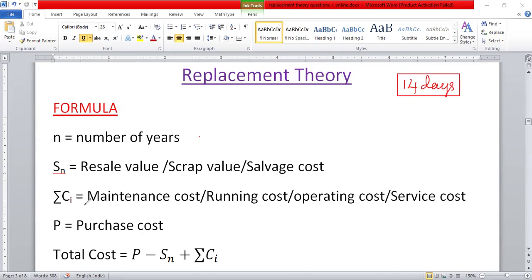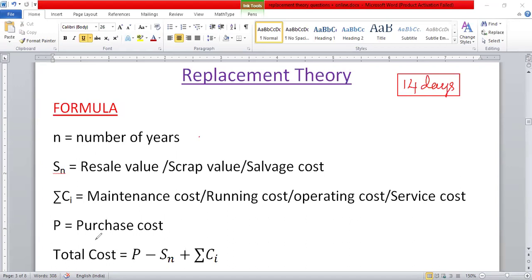Similarly, summation of C_i is equal to maintenance cost or running cost or operating cost or service cost. Guys, I repeat, all these 4 names are nothing but the sum of C_i. And P is nothing but the purchase cost. Let's be careful.